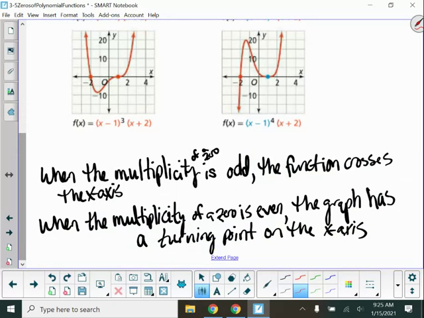So here's the summation of that. When the multiplicity of a zero is odd, the function's going to cross. When the multiplicity of a zero is even, the graph has a turning point. Remember, turning points, those are your min and max values.